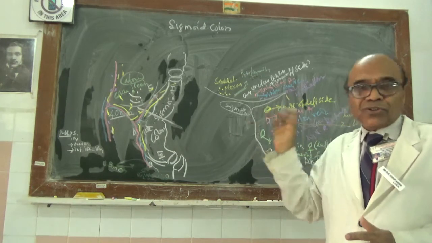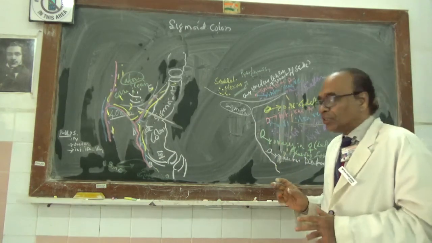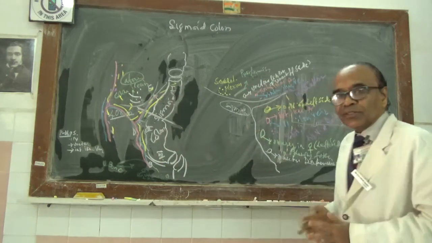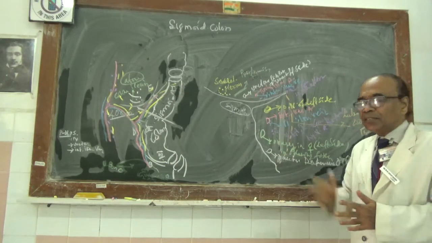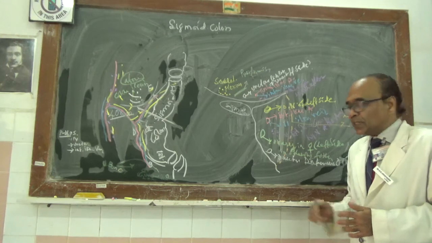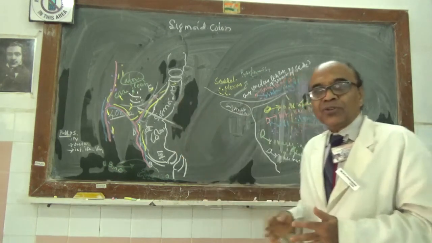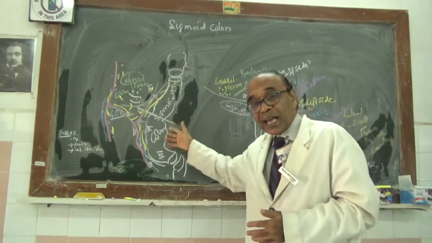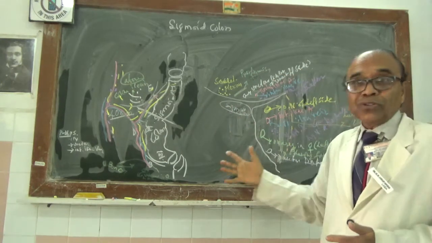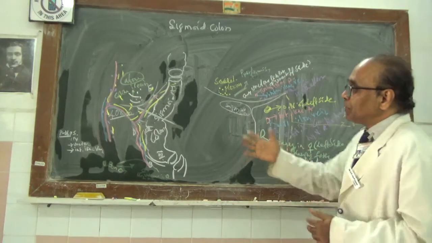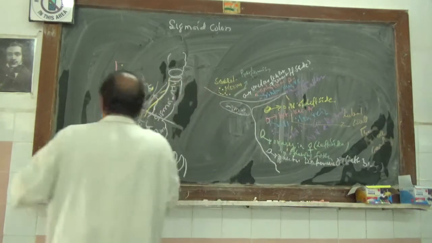Together it is called the autonomic or the craniospinal. So this is the nerve supply. After having the nerve supply, you have to go to the development. Development of the sigmoid colon is from the hindgut, because the sigmoid colon is supplied by the inferior mesenteric artery.